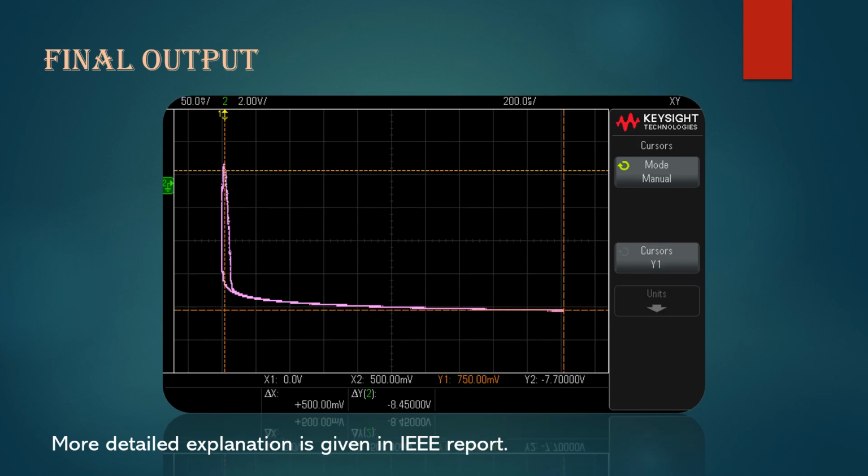This is the transfer characteristics of the circuit observed by using the acquire function of the oscilloscope. The input voltage ranges from 0 volts to 0.5 volts, which corresponds to an input current of 0 amperes to 1 milliampere, and thus we can observe a logarithmic output in terms of output voltage.